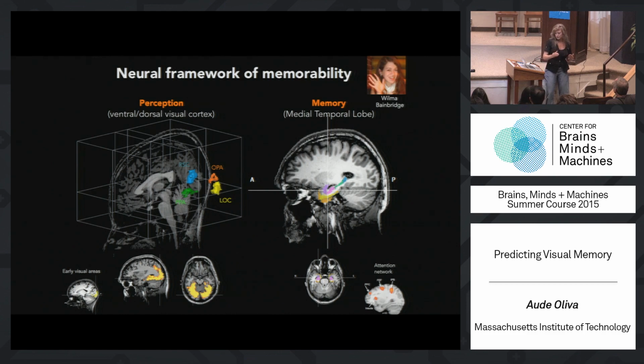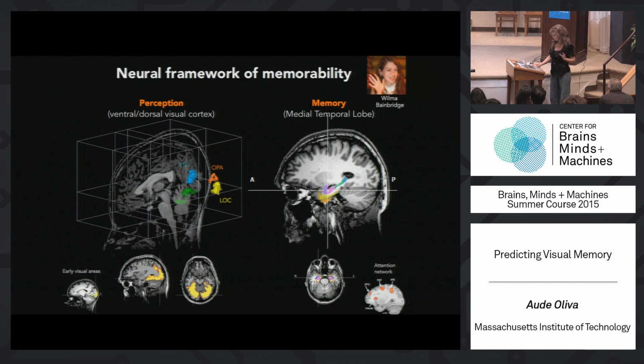So knowing this, if we want to look at the potential neural framework of memorability, we have to look at the entire brain. We have to look at all the regions that have been found to be related to perception, face perception, picture perception, object, space, and so on, as well as the medial temporal lobe regions, more in the middle of the brain, that have been related to memory. This is what we did with Wilma Bainbridge. This is her PhD, basically having a look at all those regions.